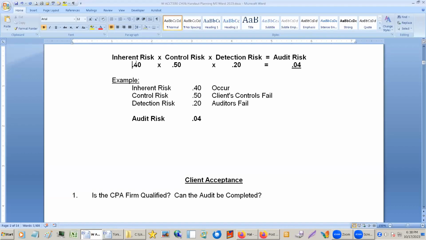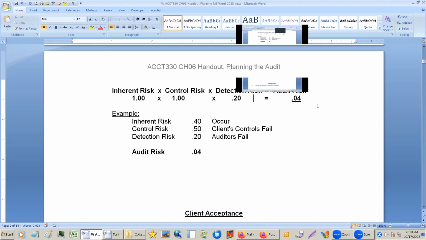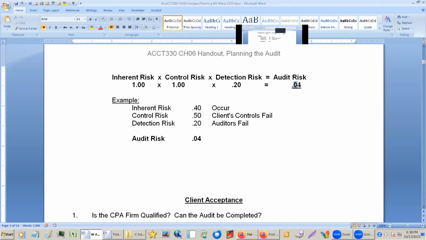What would be the inherent risk and the control risk if management intentionally materially misstates the financial statements? Would it be 100%? It's 100%. That's exactly it. Yeah, these go to 100. And notice what happens. If these go to 100, and you're not aware that management is cooking the books and you plan your audit at 20%, it becomes fairly likely that you are not going to catch it. There's a 20% chance, which is huge.